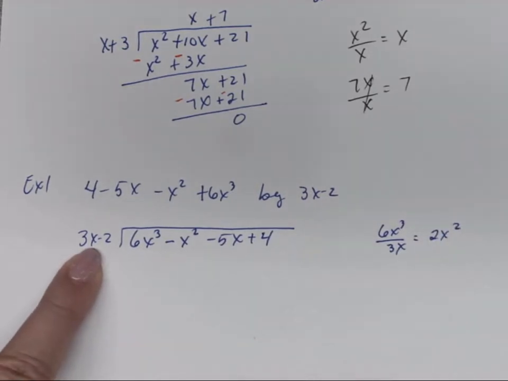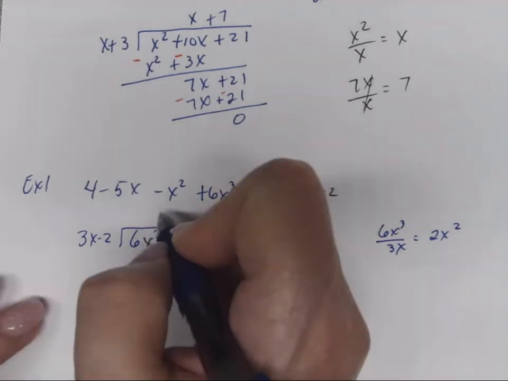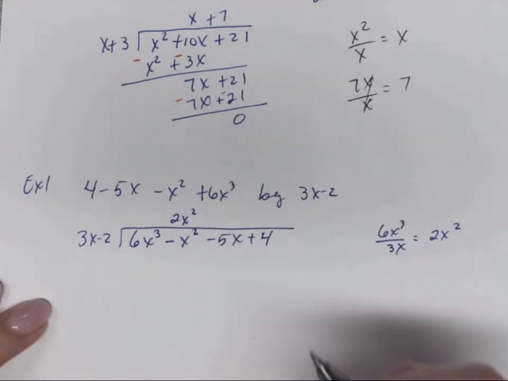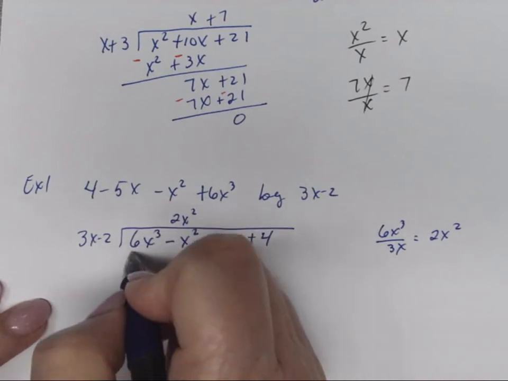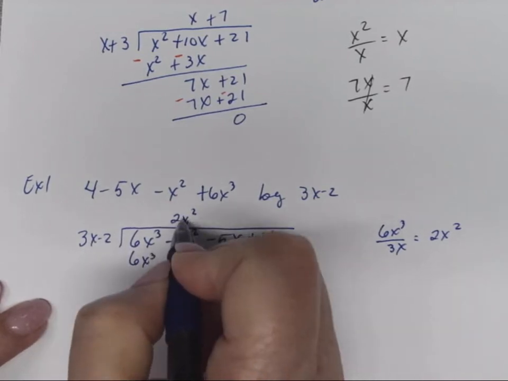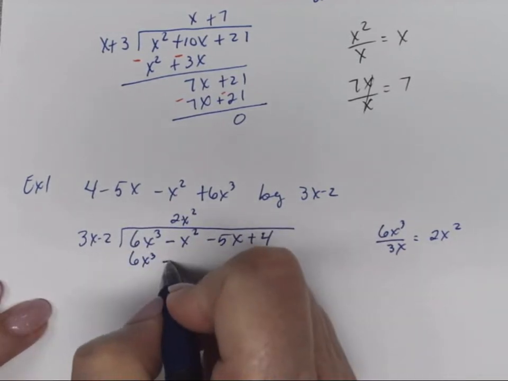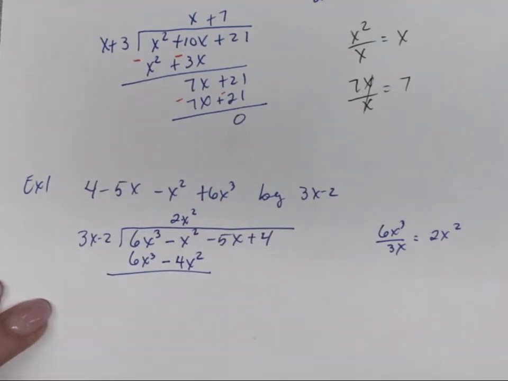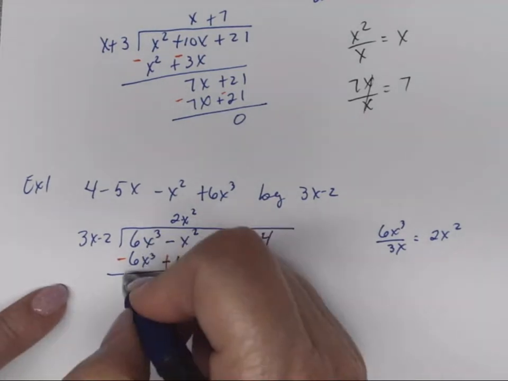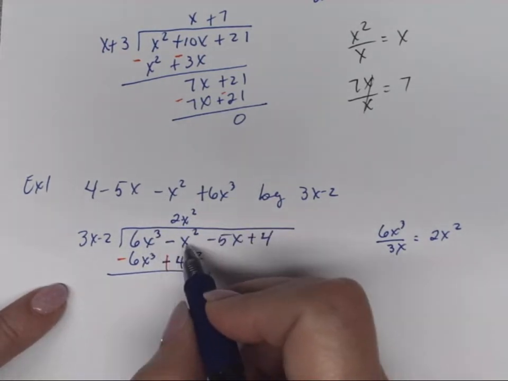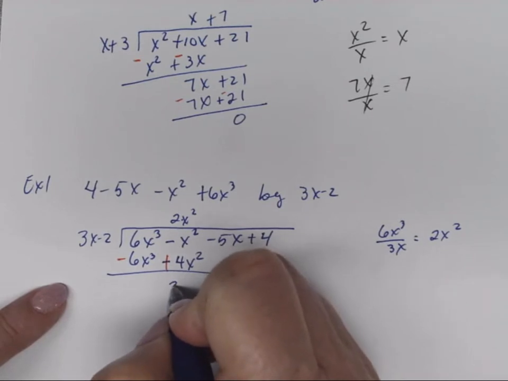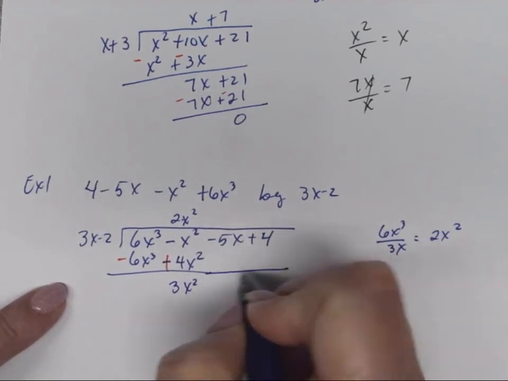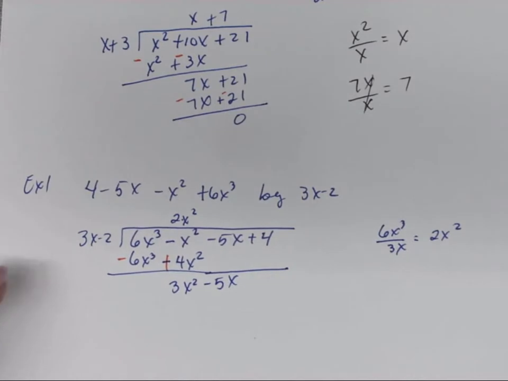So you might have to do that to figure out what you have to multiply by there, or how many times it goes into it. So we'll have 2x squared times 3x will get us 6x cubed. 2x squared times negative 2 will be minus 4x squared. Draw the line and change both signs. So these will cancel. Now we have positive 4x squared minus x squared will get us 3x squared. Bring down the next number, negative 5x.